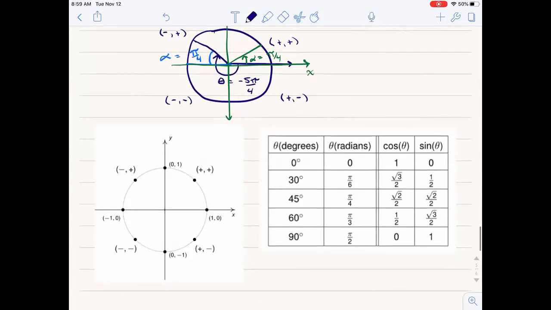If we think of this, the theta radians as our reference angle, then cos theta is our x and sine theta is our y. The radians is the reference angle.